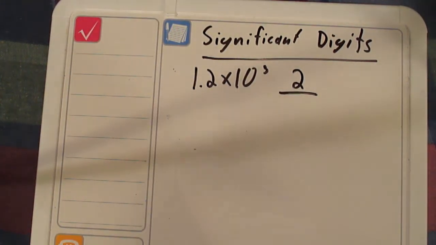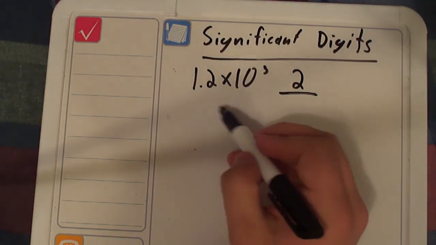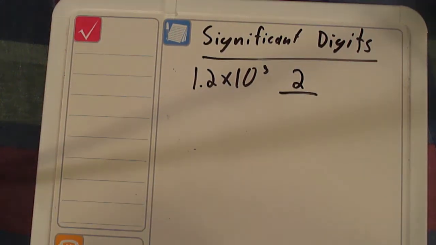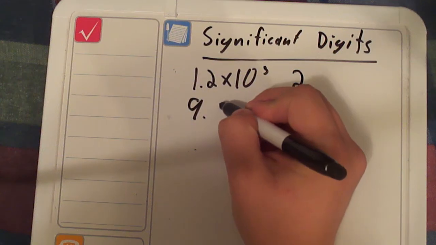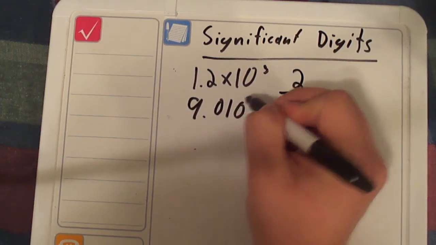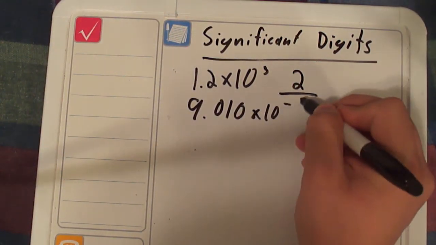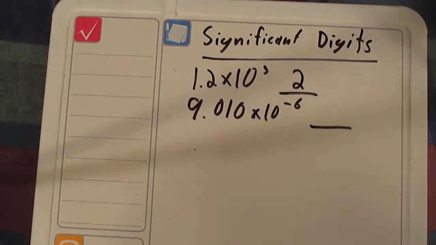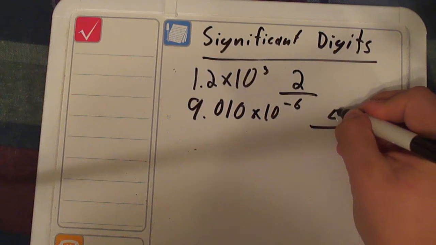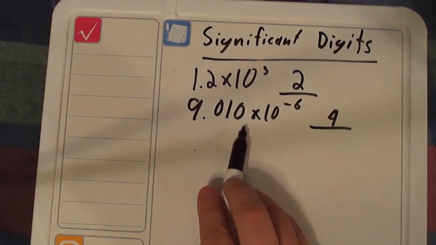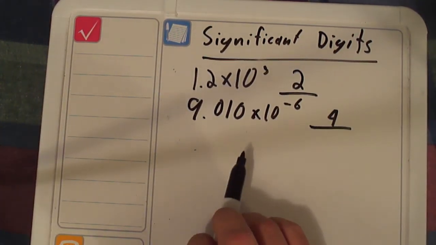That's what they want. If you have something that would have 1.2, actually, this will be something that will come up next. So I'm doing another one. It's 9.010 times 10 to the negative 6. How many does that have? 4. Simple. 1, 2, 3, 4.